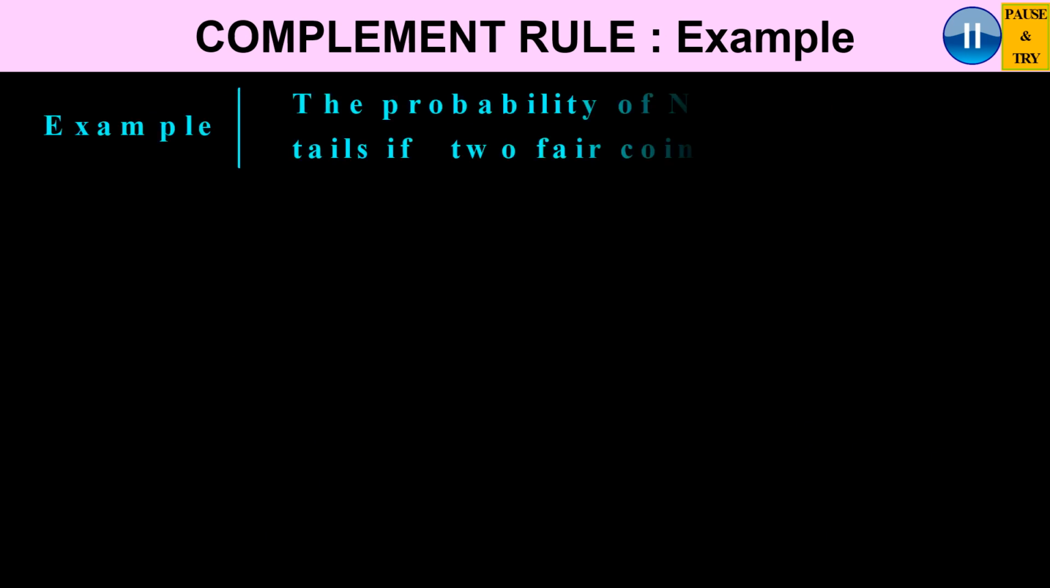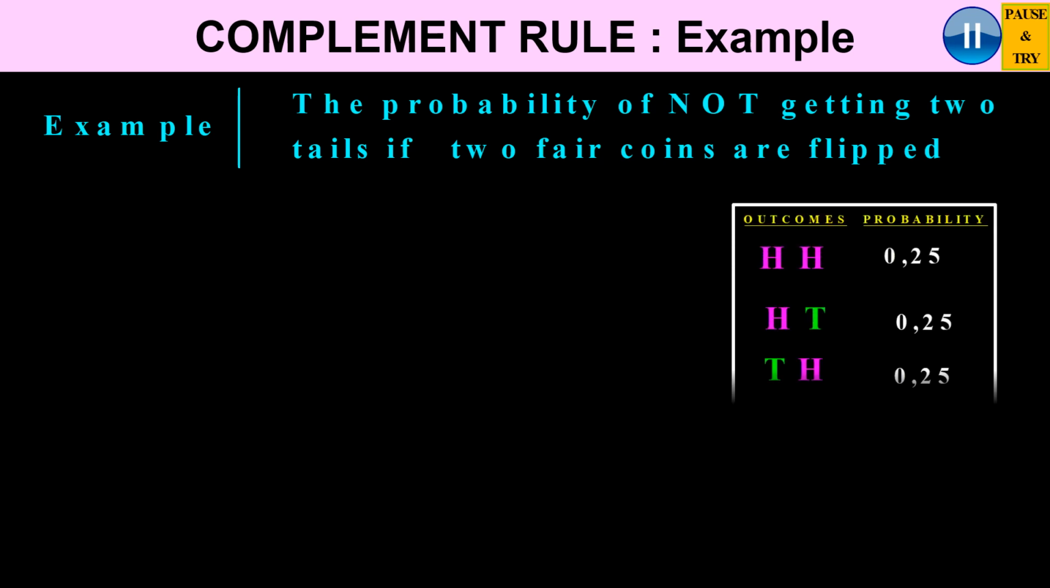Consider an example. We want to determine the probability of not getting 2 tails if 2 fair coins are flipped. So let's look at the sample space and the outcomes. Those are the 4 outcomes we can have: heads heads, heads tails, tails heads, or tails tails. And these are the associated probabilities that we previously calculated as well.